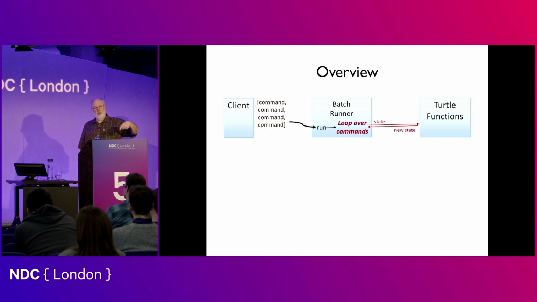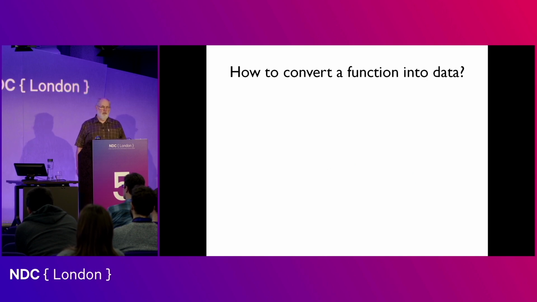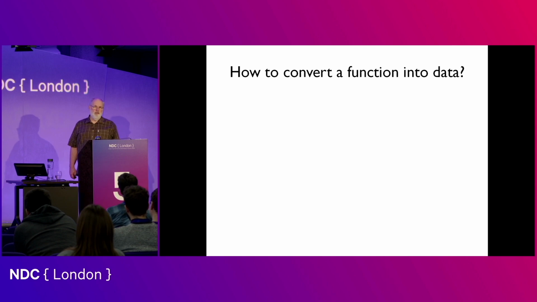It's going to loop over all of them and keep track of the state for us while it runs it. So that's how it runs. Now, we're going to send something down the wire, if it's a remote call. How do we convert a function into data, which is called defunctionalization? That's another buzzword you'll hear a lot.